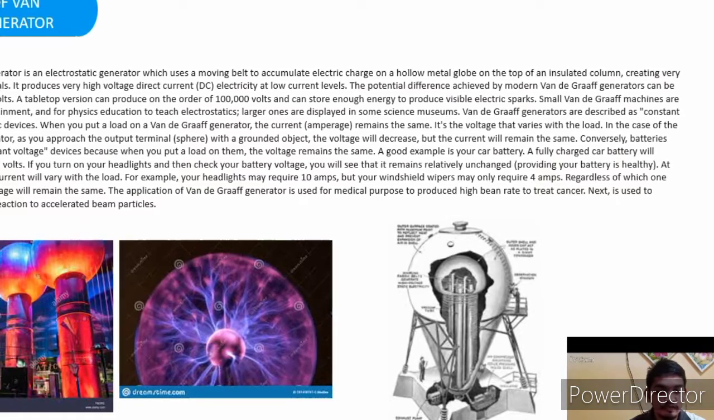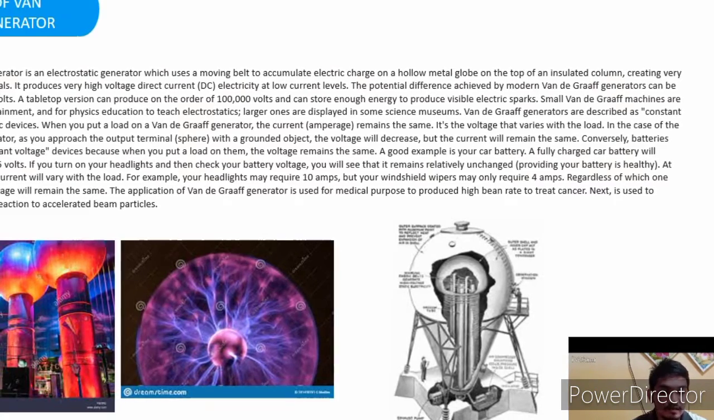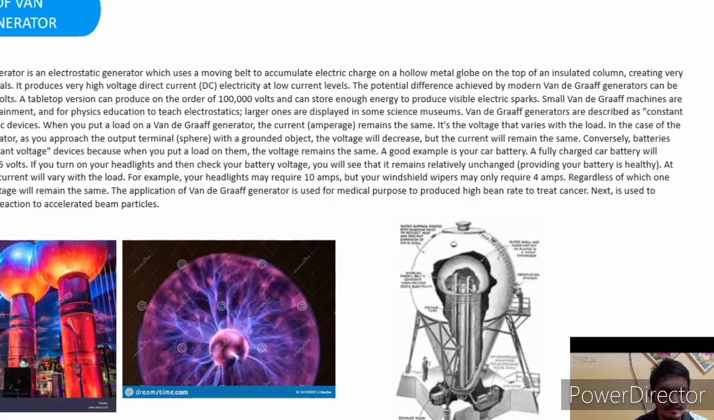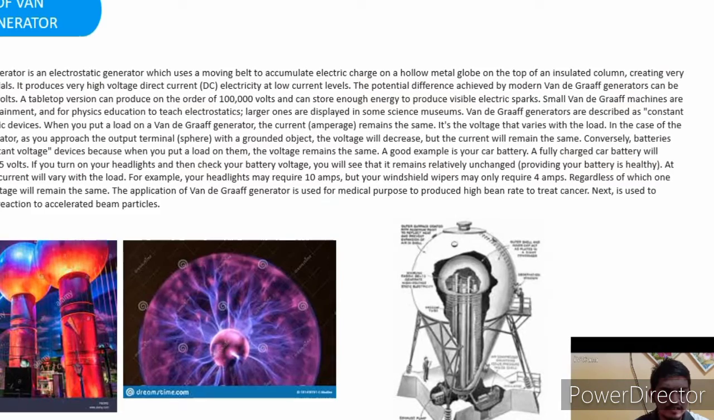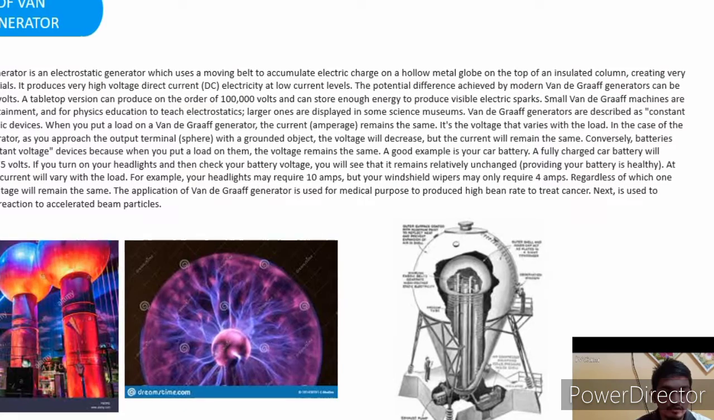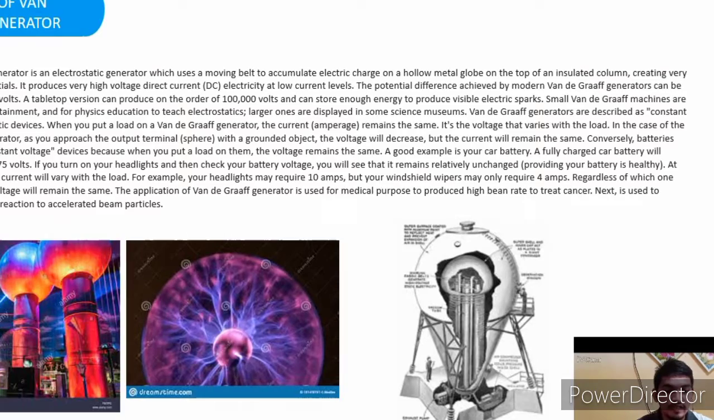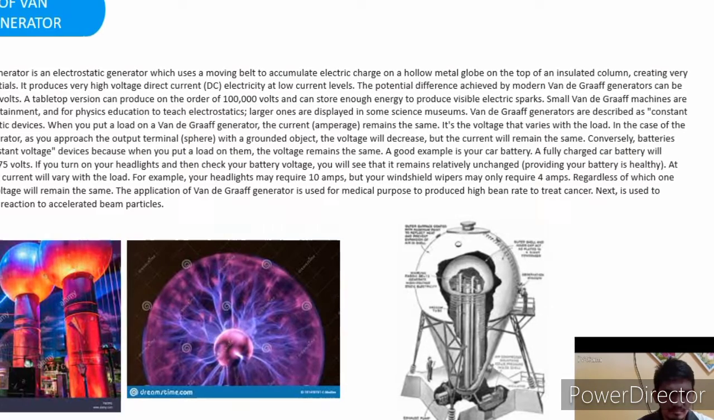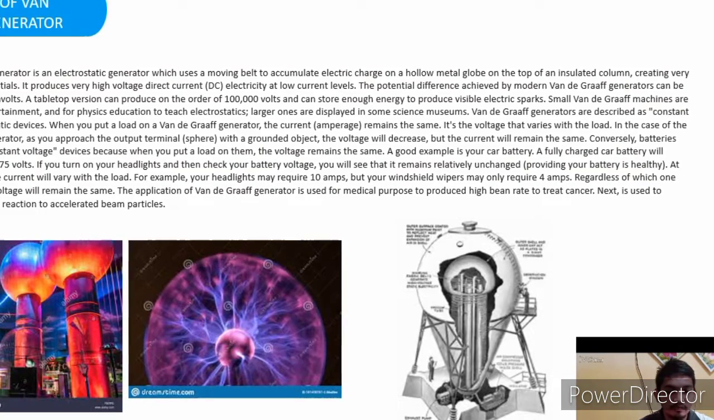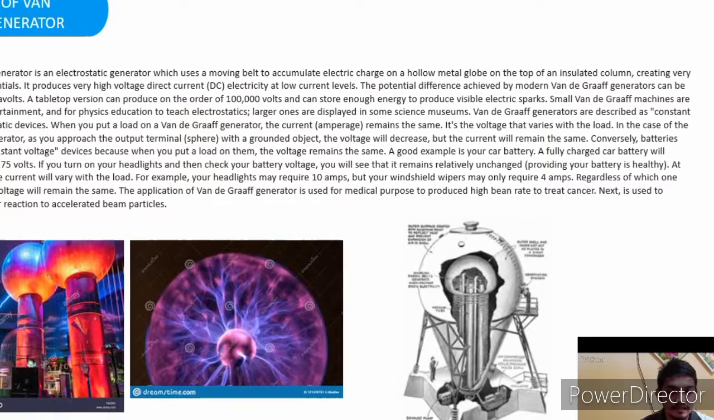It produces very high voltage direct current. It is DC electricity at a low current level. The potential difference achieved by modern Van de Graaff generators can be as much as 5 MV. A tabletop version can produce on the order of 100,000 volts and can store enough energy to produce a visible electric spark. Small Van de Graaff machines are produced for entertainment and for physics education to teach electrostatics.